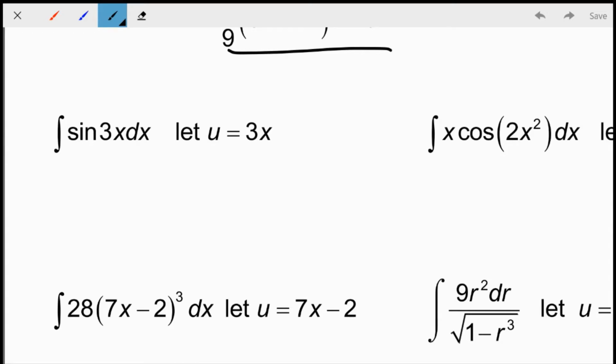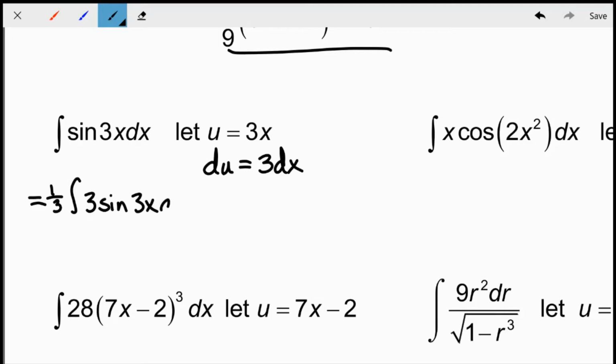So they're saying we've got sine of 3x. Let's let u be equal to 3x. That means my du would be 3 times dx. Okay, so if that's the case, I need to have a 3 in my integral to be able to do this substitution. So I'm going to rewrite this integral as 1/3 times the integral of 3 sine 3x dx. Now remember, the 1/3 and the 3 multiply to make 1, so I haven't changed anything. I'm just trying to make my substitution work out.